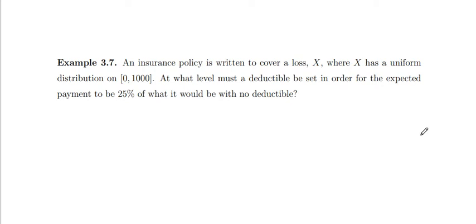Okay, so for this one, insurance policy loss is x. So x follows a uniform distribution, x from 0 to 1000. So the loss can be 0, can be 1000, just between 0 and 1000. So at what level must the deductible be? What should the deductible be? Let's say the deductible is set to here.